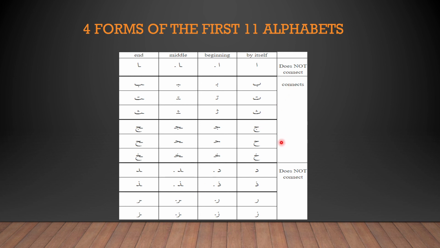But in the middle there are letters that connect. So Ba, Ta, Tha, Jim, Ha, Kha, all of these connect with the letter that comes after them. The only 6 letters that do not connect with the letter that comes after them are Alif, Dal, Zal, Ra, Zay, and one more letter that you haven't learned yet. The rest of the letters like Ba, Ta, Sa, Jim, Ha, Kha, all of these connect with the letter that comes after them.